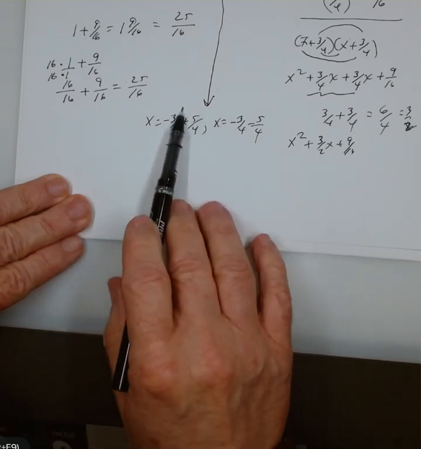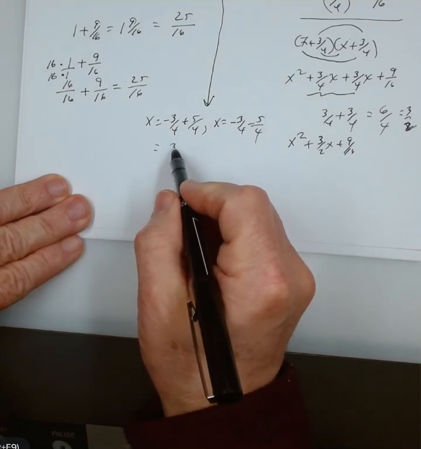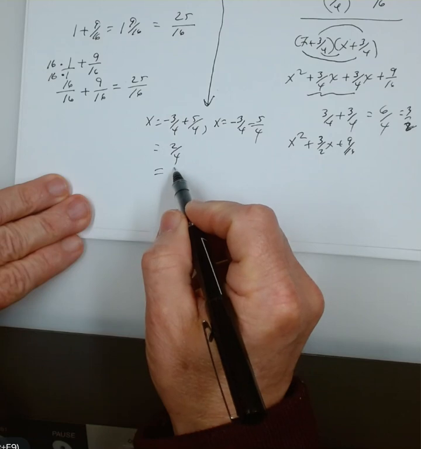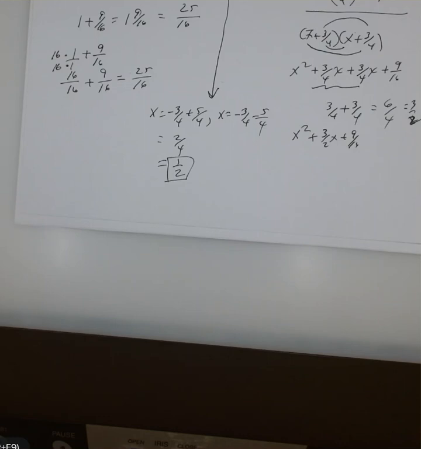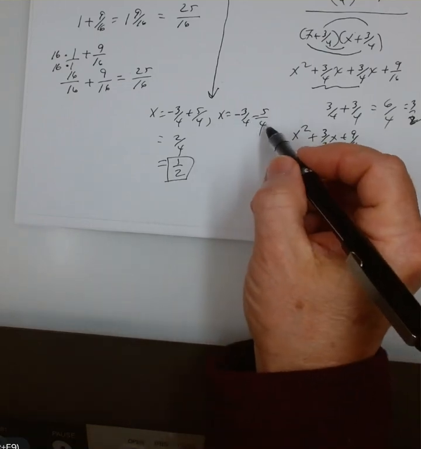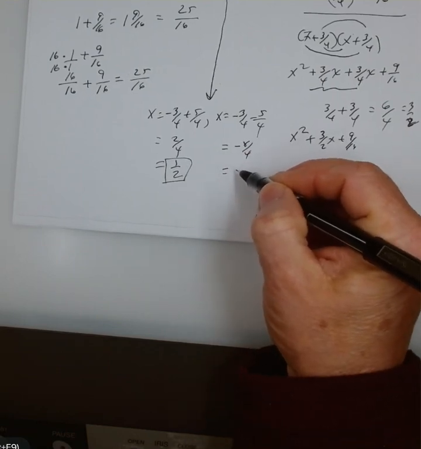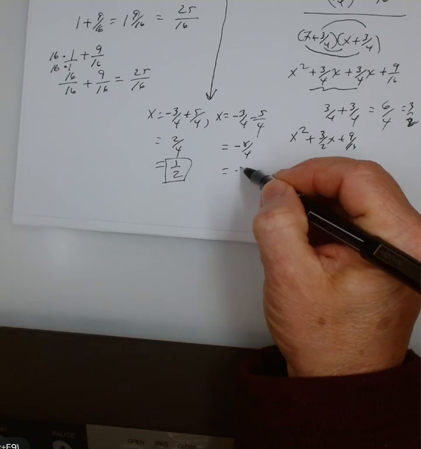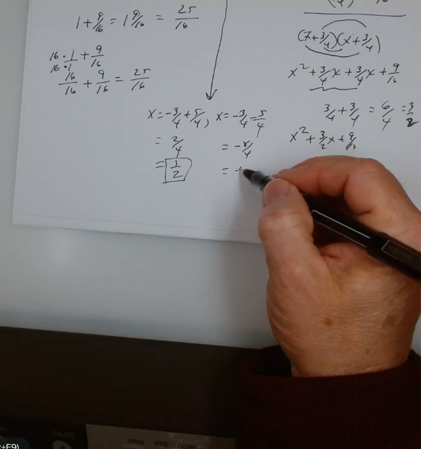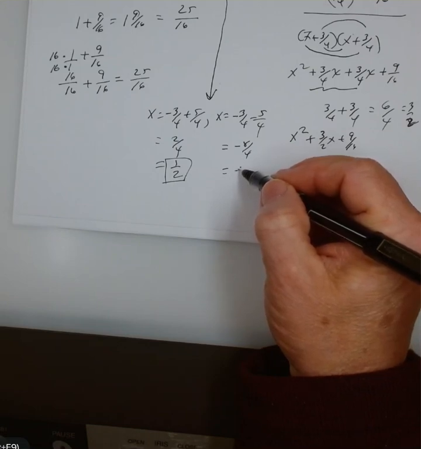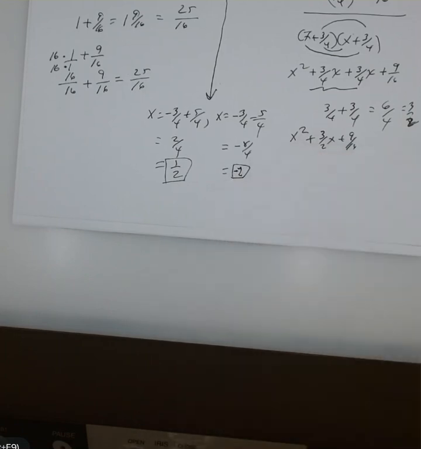Look at the first one. What's the negative 3/4 plus 5/4? 2/4, which reduced is 1/2. So there's one of your solutions. Over here, negative 3/4 minus 5/4 is what number? Negative 8/4, which reduced is? Yeah, okay, negative 4/2, which reduced is? Negative 2, right? So those are your two solutions.